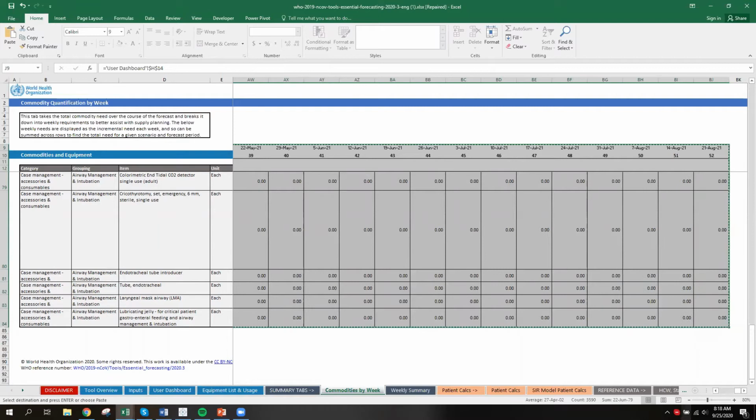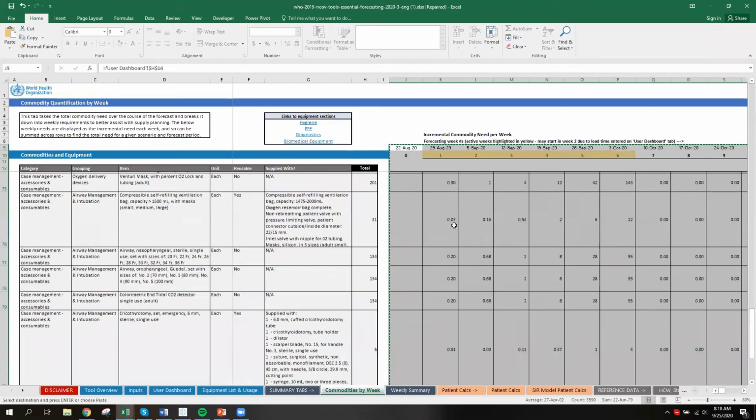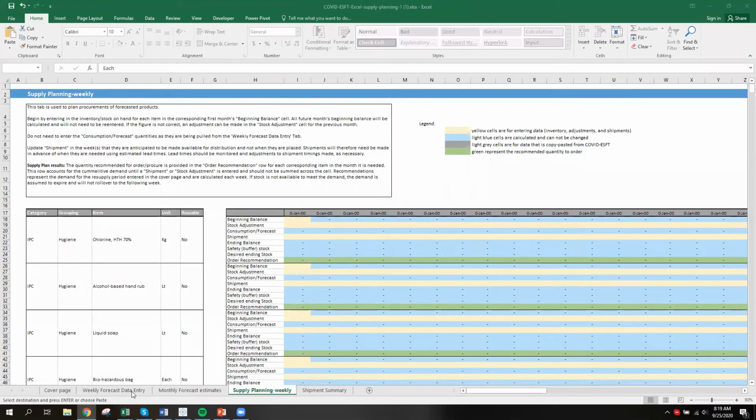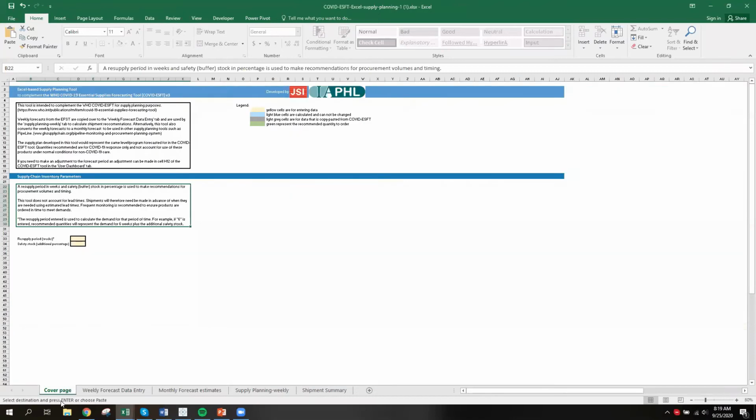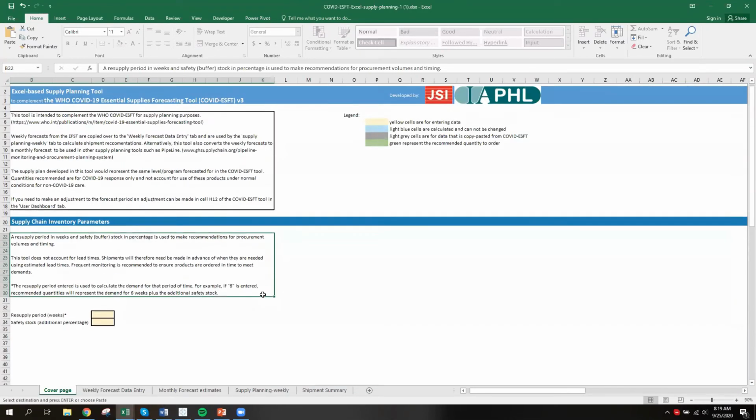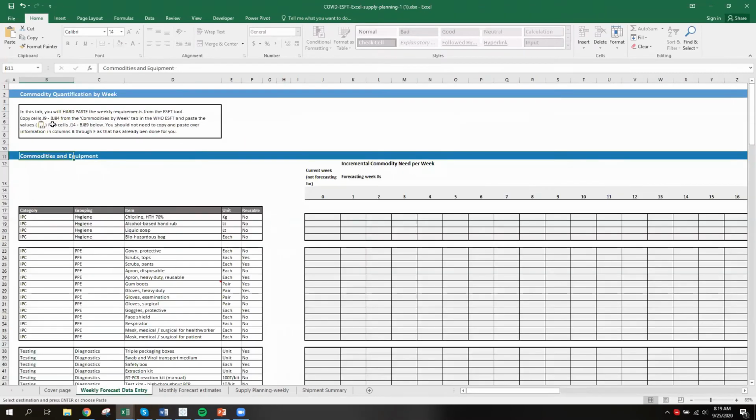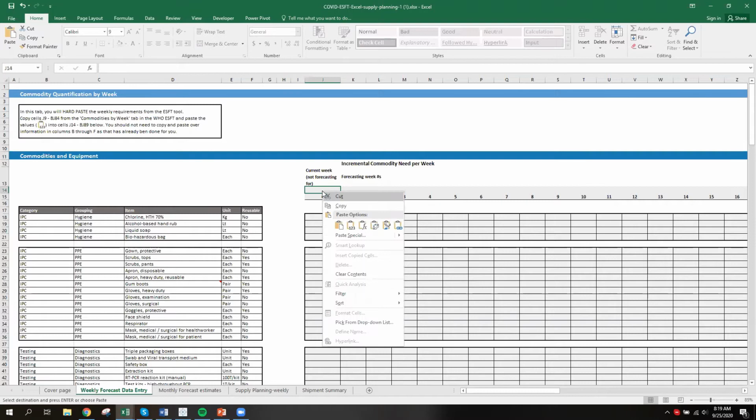I'm going to copy that. And you can see I've started with where the dates are so that I have the date information. And I'm going to come over here to our tool. This is the JSI IAPHL supply planning tool. And I'm going to hard paste those into cells J14 over here.